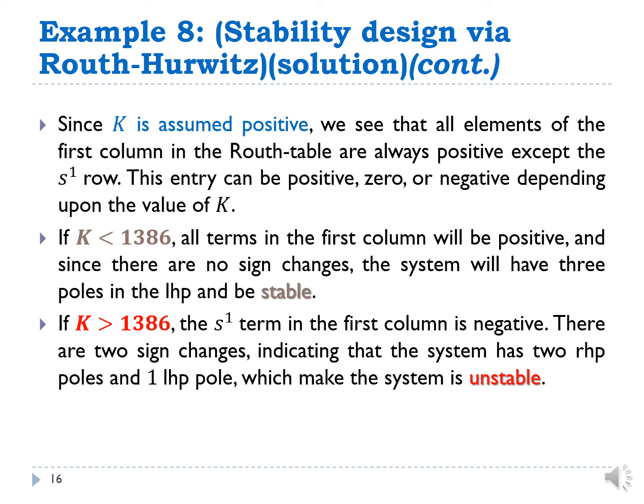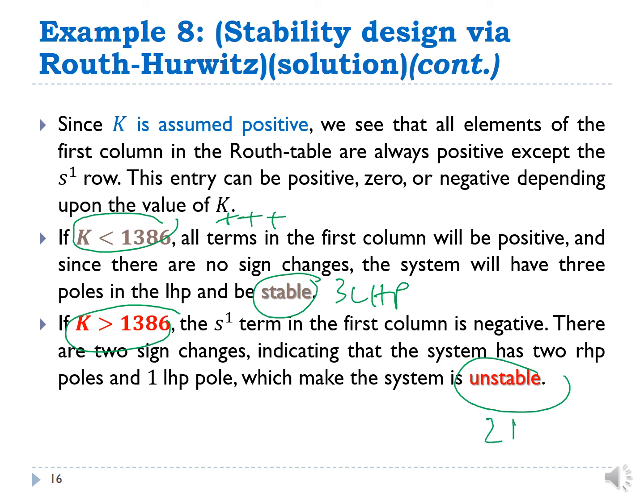If K is chosen to be less than 138.6, all terms in the first column of table 6.13 will be positive. Therefore, no sign changes occur in the first column of the table. The system is said to be stable and has 3 poles in the left half plane. If K is chosen to be greater than 138.6, the s^1 term in the first column is negative. Therefore, there are 2 sign changes in the first column of the table. The system is said to be unstable and has 2 poles in the right half plane and 1 pole in the left half plane.